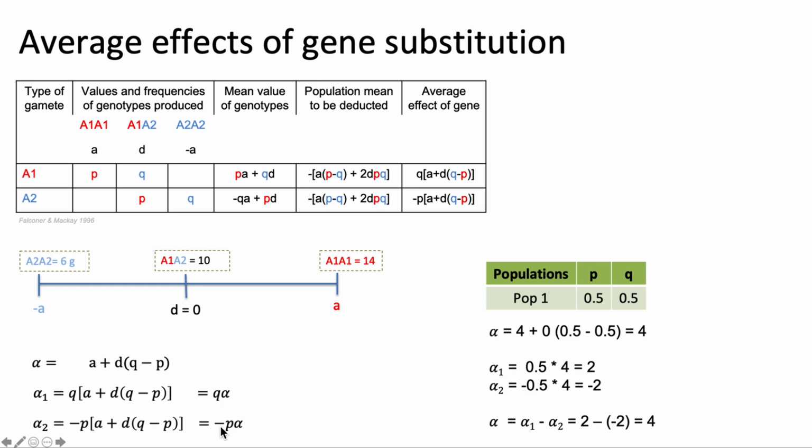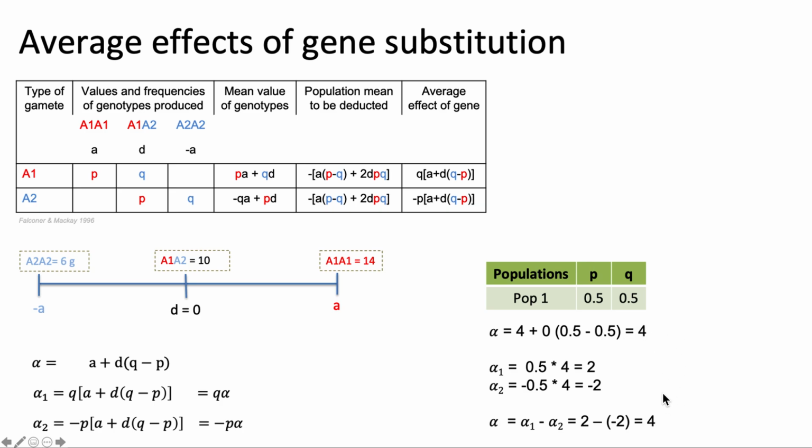So that is why we have a negative value here. So the value of alpha 2 is equal to -2. And the allele substitution effect is equal to the difference between alpha 1 and alpha 2, and if we subtract a negative value, a negative and a negative is positive, so that is equal to 4. So I just want to show you that both formulas are the same.